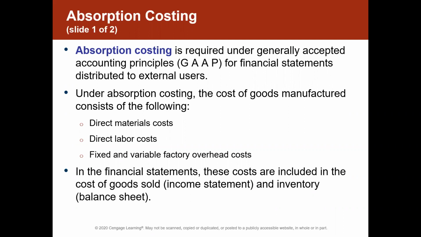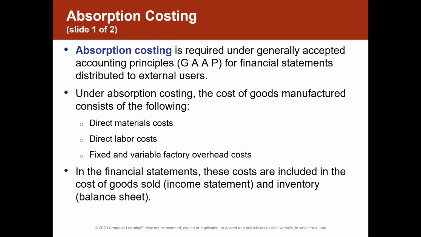Absorption costing means that all of the costs related to making the product, just the way we've been talking about it since the beginning of this class, are inventoriable costs. They are attached or assigned to units of the product as we manufacture it. And those costs stay with the product on the balance sheet as inventory until we sell the product.